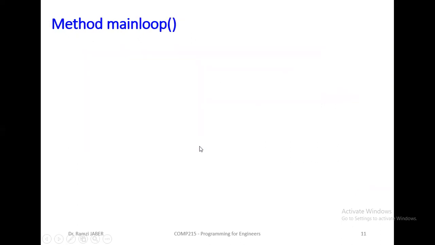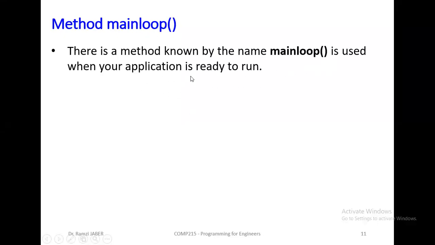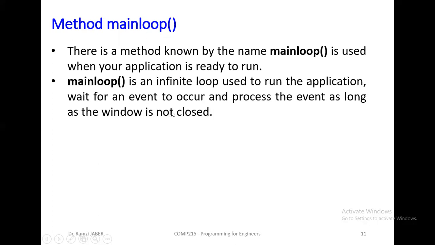m dot mainloop method. What is mainloop? Mainloop is used when the application is ready to run. I want to run my application, so I must use the mainloop command. It's an infinite loop used to run the application. It waits for an event to occur and processes the event as long as the window is not closed, is open. So first we open the window, then we run the main loop of this window.